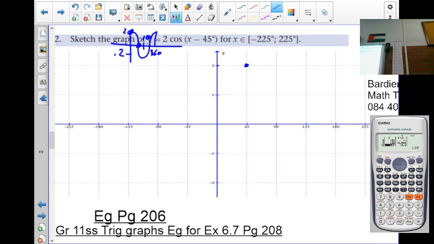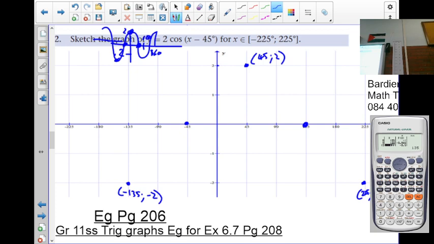Let's go to the next one. 90 and 0 becomes 135 and 0 now. 180 and negative 2 becomes 225 and negative 2. So 225 and negative 2. I'll move the calculator away shortly. So we go on the side as well. Negative 90 becomes negative 45. That is, negative 180 becomes negative 135 and negative 2. This is 45 and 2.